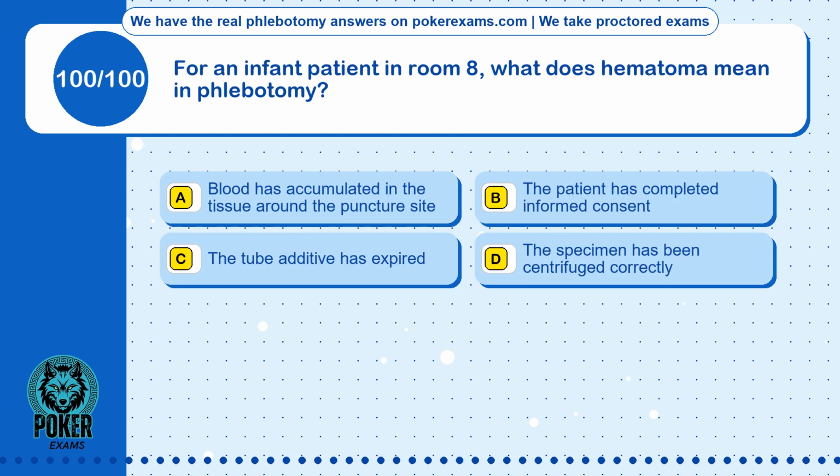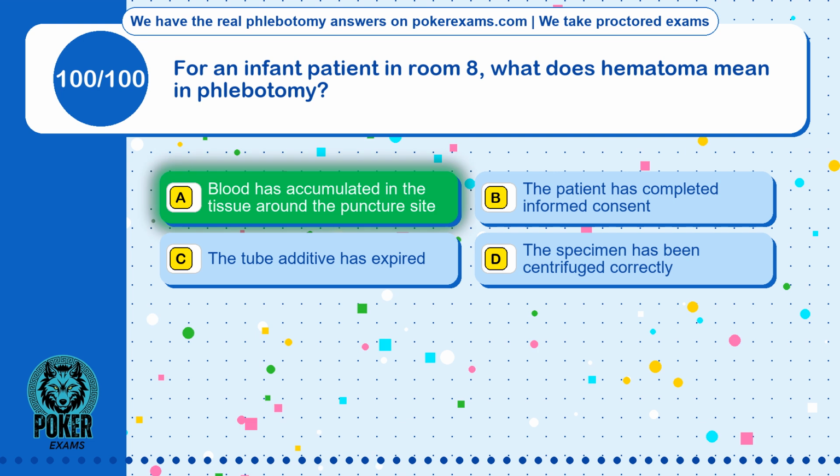Question 100. For an infant patient in room 8, what does hematoma mean in phlebotomy? Option A, blood has accumulated in the tissue around the puncture site. Option B. The patient has completed informed consent. Option C. The tube additive has expired. Option D. The specimen has been centrifuged correctly. The correct answer is option A.